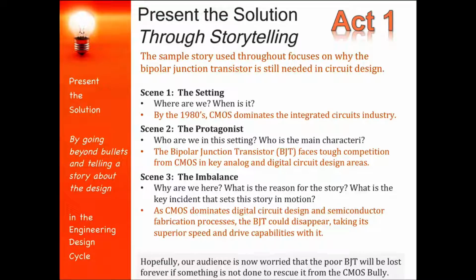Now that our BJT technology has appeared on the scene as the protagonist, Scene 3 creates an imbalance, and the reason for telling the story. The imbalance here is fairly obvious. BJT technology is at risk of extinction, and the story begins to save it from such a dire fate.